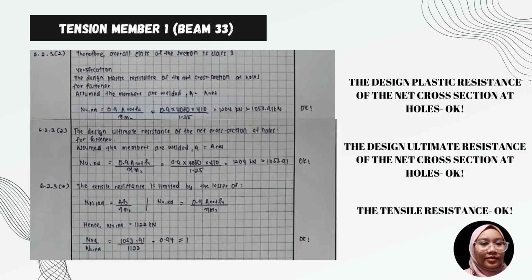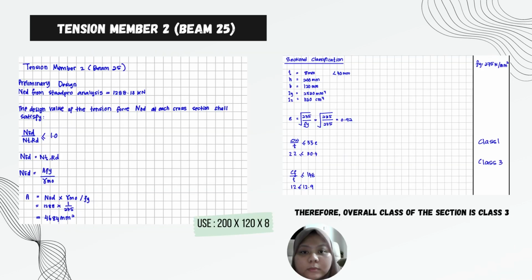Next is the verification of the design plastic resistance of the net cross-section at holes. Based on the calculation, we got 1204 kN, which is more than 153.91 kN. Therefore, this indicates that the design is accepted. Besides, the design ultimate resistance of the net cross-section at holes is also found to be the same value as the design plastic resistance. Therefore, this indicates that the design is accepted.